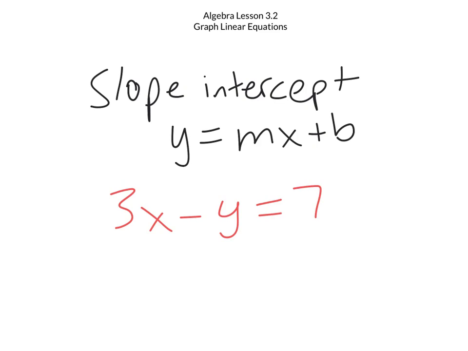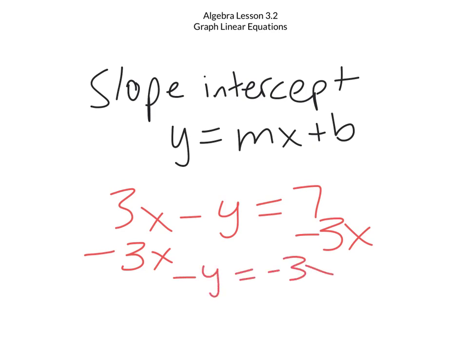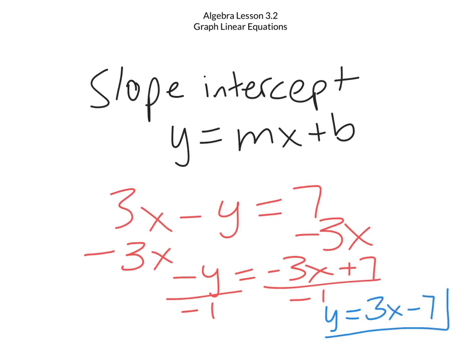So my first step is, I would move the 3x, and it's a positive, so you subtract it. So then I have negative y equals negative 3x plus 7, but I can't have a negative y, so just divide by negative 1. You're left with y equals, negative divided by a negative is a positive, so all it does is change the sign. So you'd get y equals 3x minus 7. Now, when you have it in that form, can you graph it?